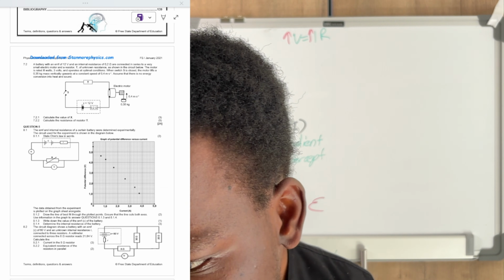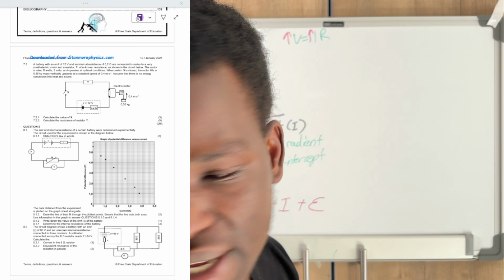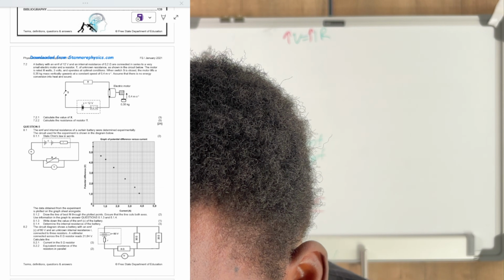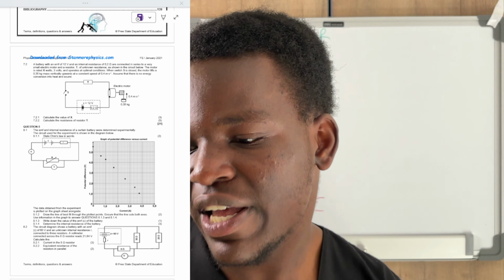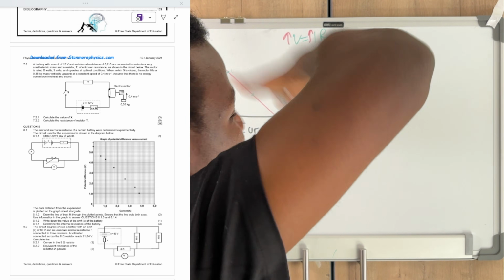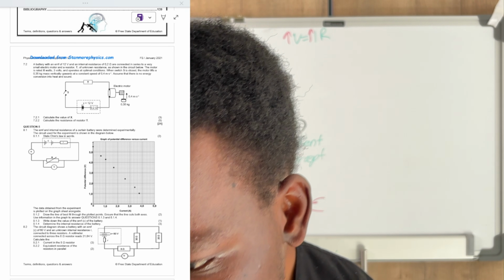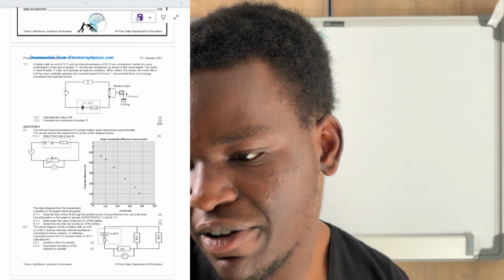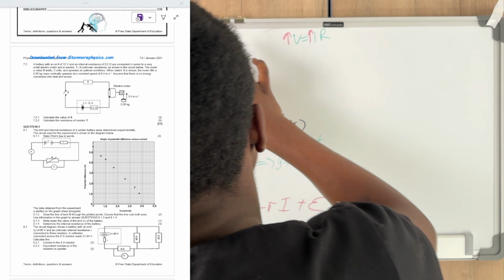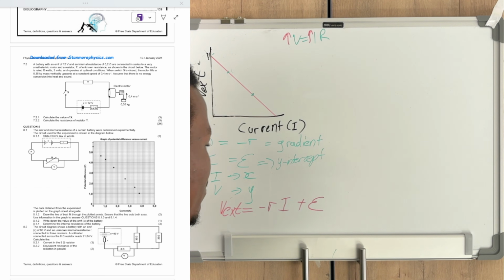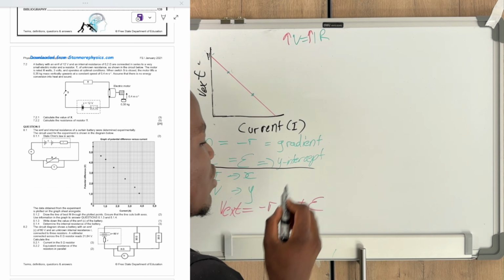Now it says that the data obtained are used in this experiment, and then we see the graph. Draw the line of best fit. So we are just drawing the line of best fit across those points. Let's take it that this is the line. Then it says write down the value of the EMF. In the graph, our EMF equals what? Our y-intercept.